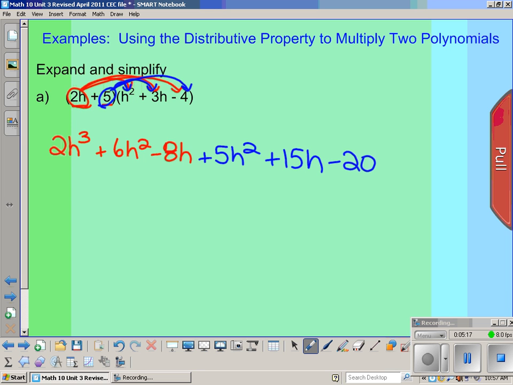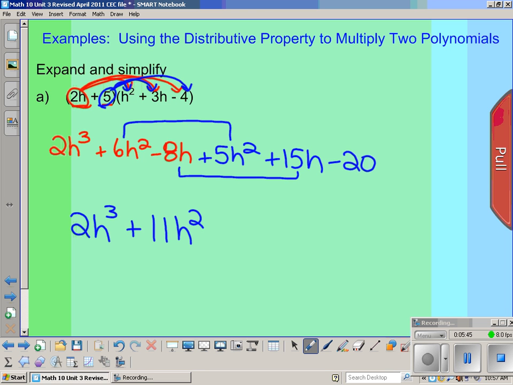Look for like terms. We have h squareds. We have h's. Now in binomial multiplication, I said we generally write the squared part first. Really, when you're doing polynomial multiplication, we generally write the largest exponent value first, the largest degree. So I'm going to start with my 2h cubed. Then I'm going to do my h squareds, and 6 plus 5 is 11, so we have 11h squared. Negative 8 plus 15 is 7h, and then we have minus 20.